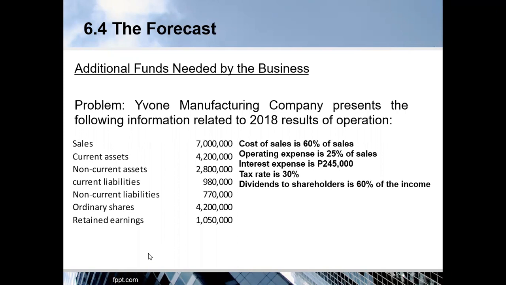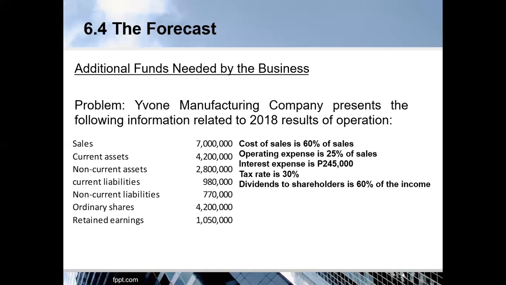So the cost of sales is 60% of sales. And so yung ano daw, yung gastos daw natin para makuha itong sales na to is 60%. So what is the 60% of 7 million? It's around 4,200,000, no? Yung cost of sales natin.